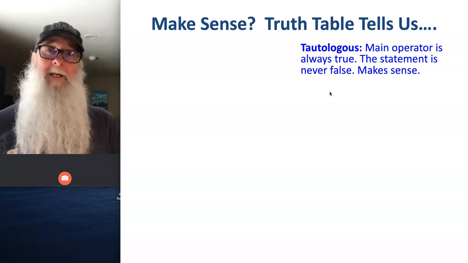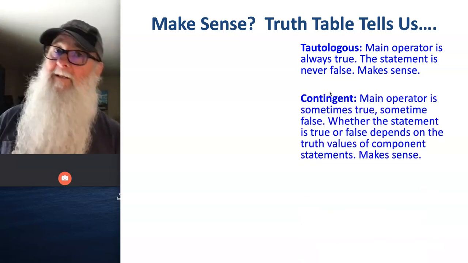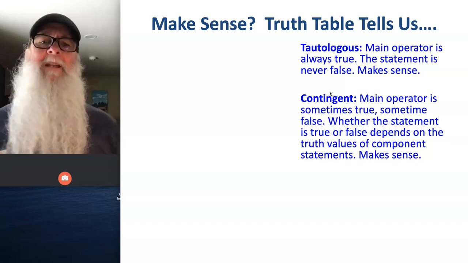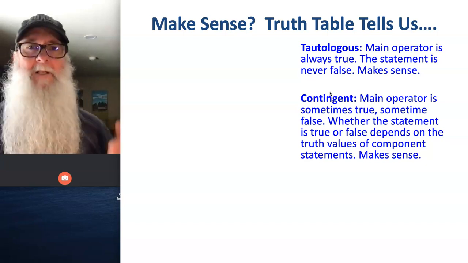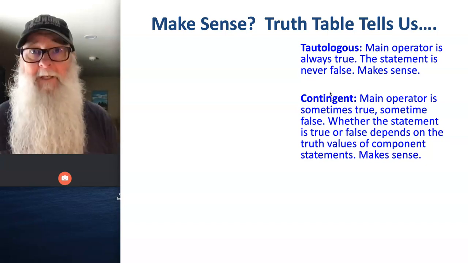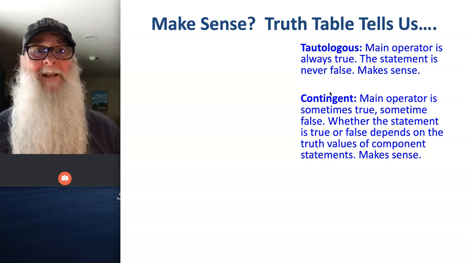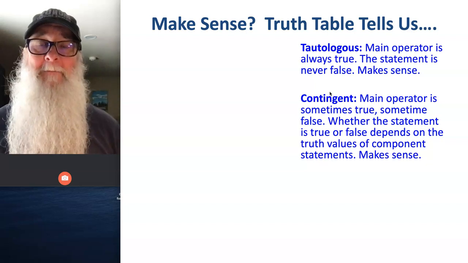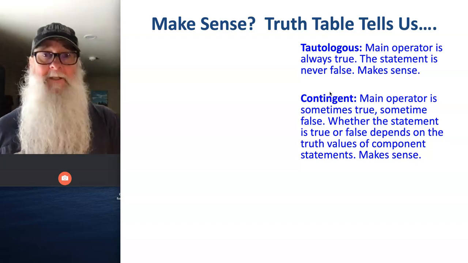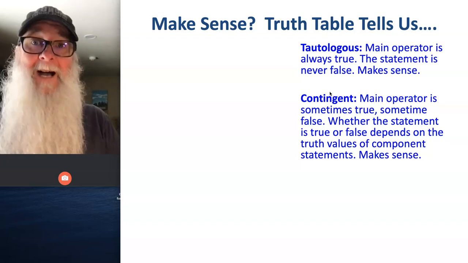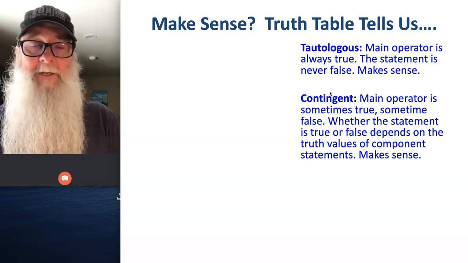If, on the other hand, you look at that column of operators underneath the main operator and you see that sometimes they're true and on some lines that operator is false, then we have what's called a contingent statement. A contingent statement is one where whether or not the statement is true kind of depends on, that's what contingent means, it depends on what line in the truth table you look at. In other words, it depends on the values of the simple propositions that make up the compound proposition, whether or not it's true or it's false. A contingent statement is also a statement that makes sense. It's possible for them to be true because at least on one line, it's going to have a value of true underneath the main operator.